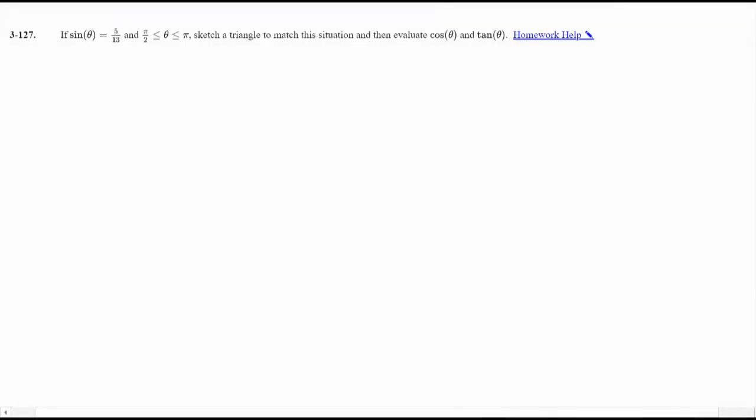All right, here I am told if sine is equal to 5/13, and we're looking at when the angle is between pi over 2 and pi, sketch a triangle to match this situation and evaluate cosine theta and tangent of theta. So to start, if I know it's in this quadrant here, that means my sine value has to be positive and my cosine value has to be a negative number. Because if I look here, my x values are negative and my y values are positive.